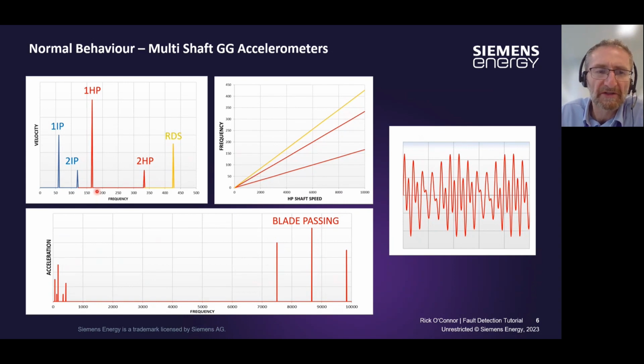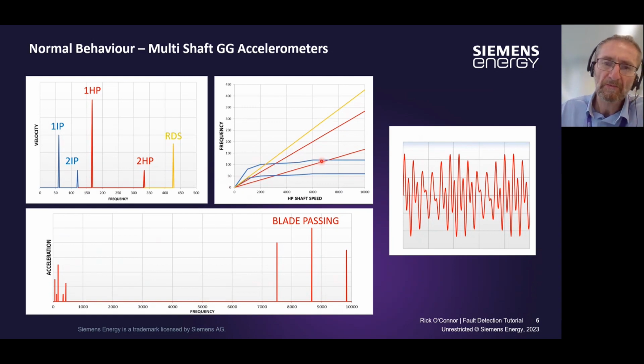Now, in this machine, there's an IP shaft as well, so we're going to expect to see these blue lines going on here, but they're not physically connected. So as this speed increases, it won't necessarily be a linear response from the IP. You may end up with something that looks a bit more like this, where the speed increases, but maybe it doesn't carry on to increase.